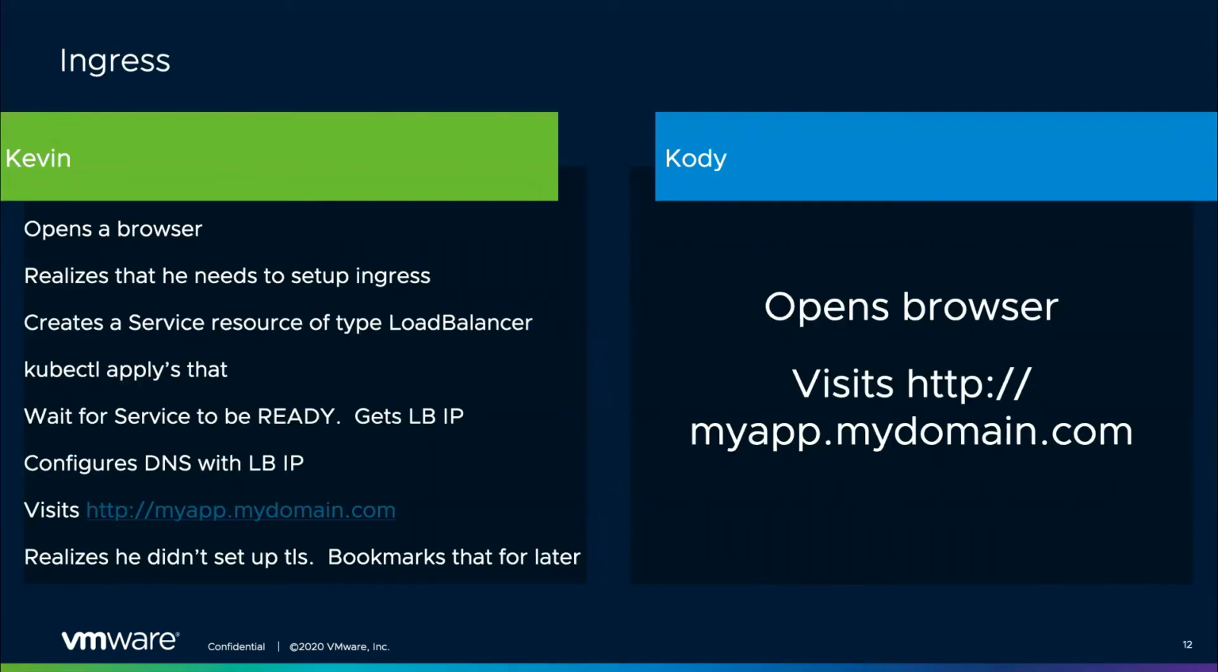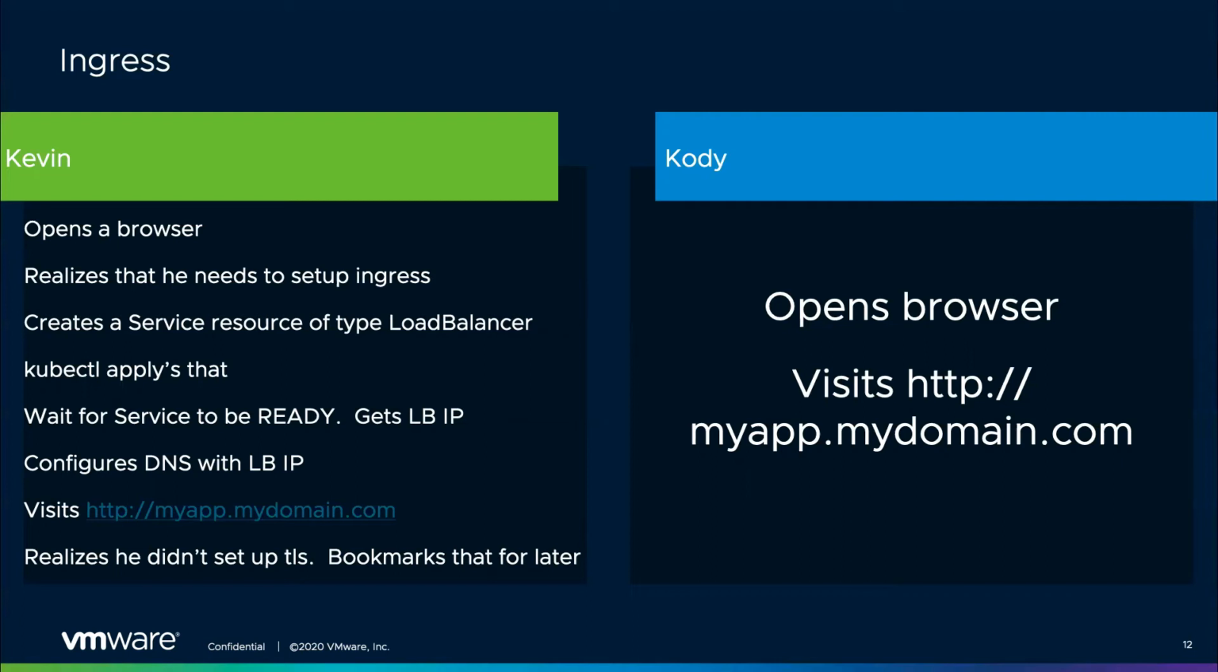So our app is deployed. Let's test it. Kubernetes Kevin opens a browser. He realizes that he needs to set up Ingress because you don't get that for free with Kubernetes. So he creates himself a service resource of type load balancer, kubectl applies that. He waits for the service to be ready and gets the load balancer IP. He then goes and updates his DNS with that load balancer IP.